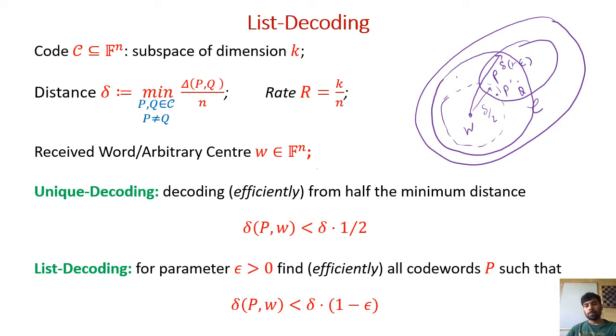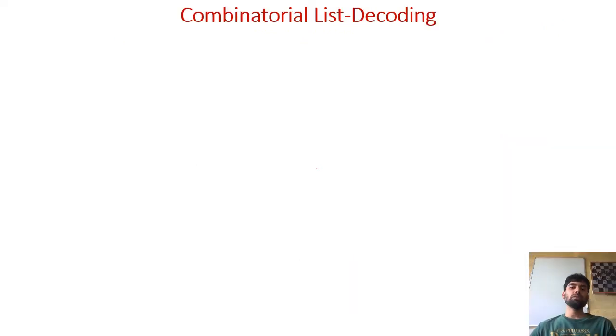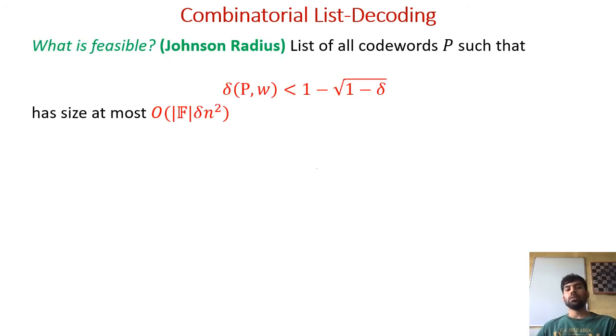And this is the concept of list decoding. So let us now try to understand the combinatorics of list decoding. First, let us see what is feasible. There is a very popular bound known as the Johnson bound or the Johnson radius, which says that given an arbitrary center w, if we list all the codewords which are within a ball of radius 1 minus square root of 1 minus delta around the received word w, then this list will be small.